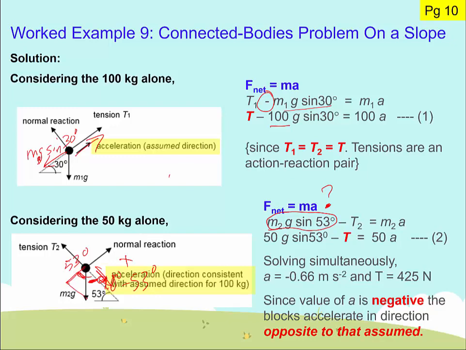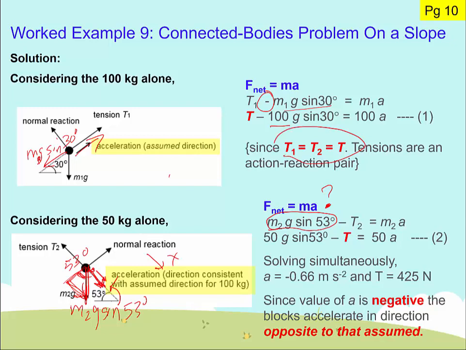So from here, resolve. This is a triangle. mg should be the hypotenuse. So I'm looking for this length. So this is m2g sine 53. This length is also the same as this length. So this is mg sine 53. So since downward is positive, mg sine 53 should be positive and T2 is negative.